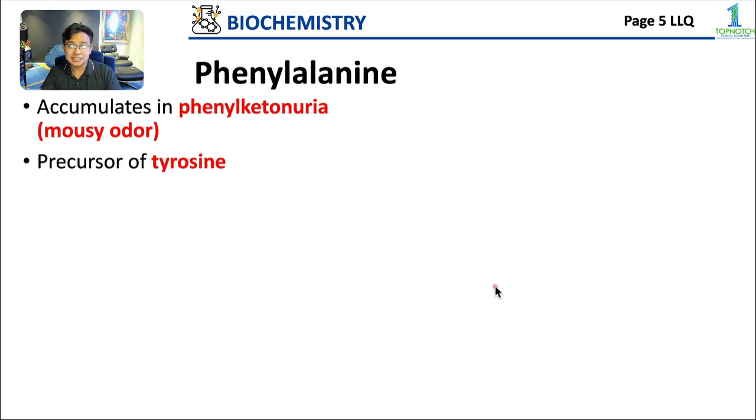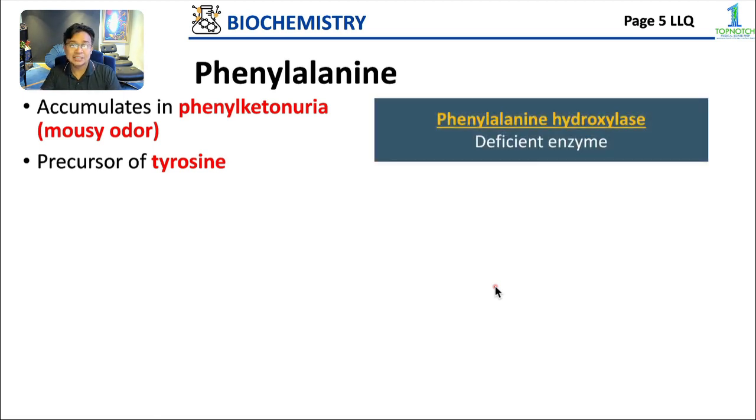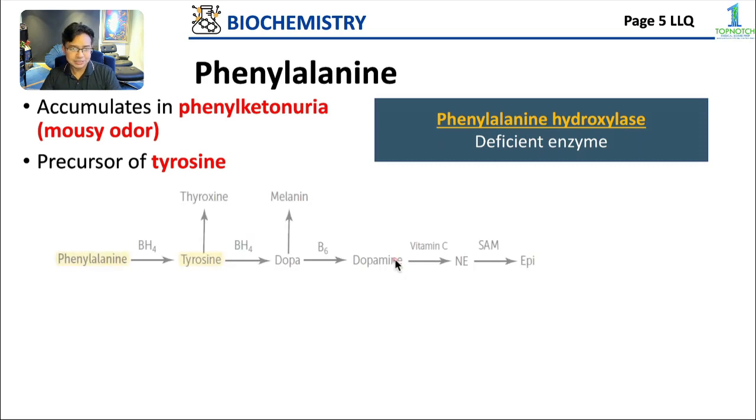The precursor siya rin ng ating tyrosine. So, in phenylketonuria, the deficient enzyme is phenylalanine hydroxylase. And as mentioned, guys, it's the precursor for tyrosine. Okay? Phenylalanine ka muna before ka maging tyrosine. And take note, guys, of the sequence of formation here.